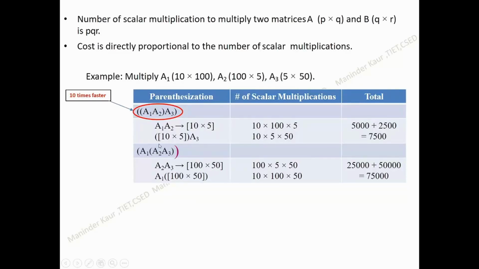Now if you are multiplying the result of A2 A3 with A1, the cost of multiplying these two partial matrices will be as follows. The dimension of A1 is 10 into 100, and the dimension of A2 A3 is 100 into 50. Then the answer will be 10 into 100 into 50, which results in 75,000. What we want to conclude from this slide is that order greatly affects the count of multiplications, which implicitly affects the running time of the algorithm to calculate the matrix multiplication.